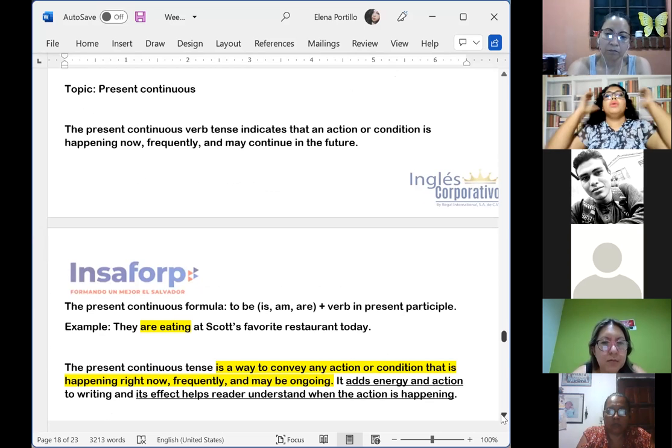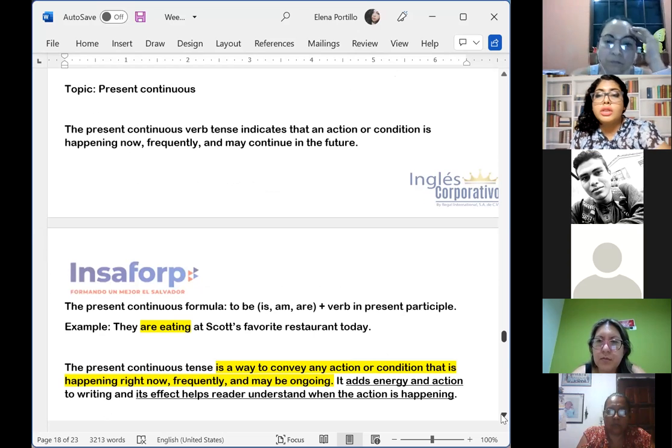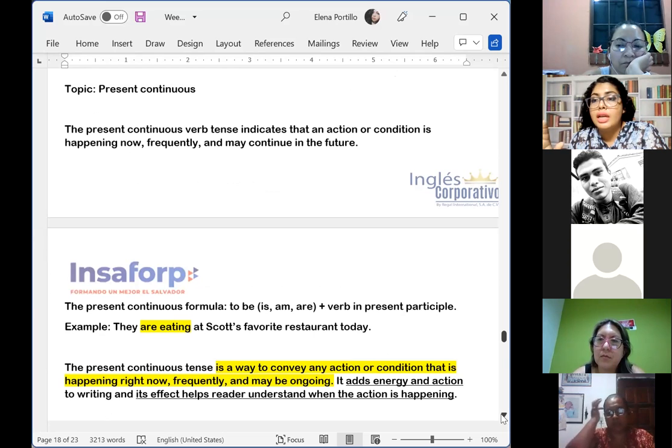So we have here that the present continuous is a structure that is talking about the present. So in this case, we have that this verb tense indicates that the action or condition is happening now, frequently and may continue in the future. Algo bastante específico. Sabemos que esta estructura es una acción o condición que está pasando en este momento, frecuente y que puede continuar en el futuro.